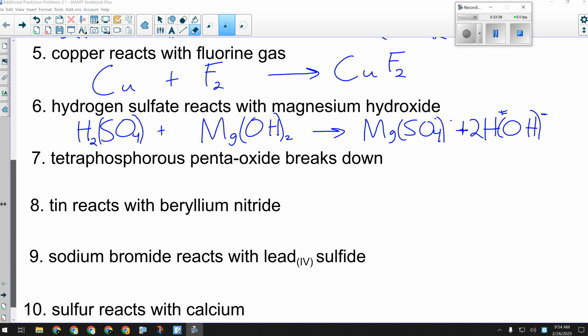All right, let's look at 7 and 8 here. So on number 7, we got tetraphosphorus pentaoxide. What kind of compound are we looking at here? It's molecular, right? It's got all these prefixes in it. We don't encounter a lot of those when we're doing reactions. Okay, so tetraphosphorus means there's 4 of them. Pentaoxide means there's 5 of those. And it's breaking down. So what kind of reaction is it? Decomposition reaction. All right, so in this decomposition reaction, we're going to get phosphorus and oxygen by themselves.